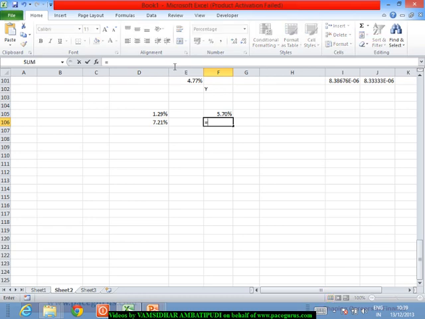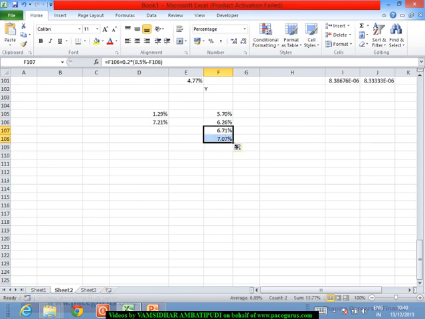Now I'll take the second year: 5.7% plus k times theta minus this. So this is at the end of 2 years. Then at the end of 3 years, this number plus k times theta minus this. Probably I can drag it out. So at the end of 3 years, this is going to be the case.